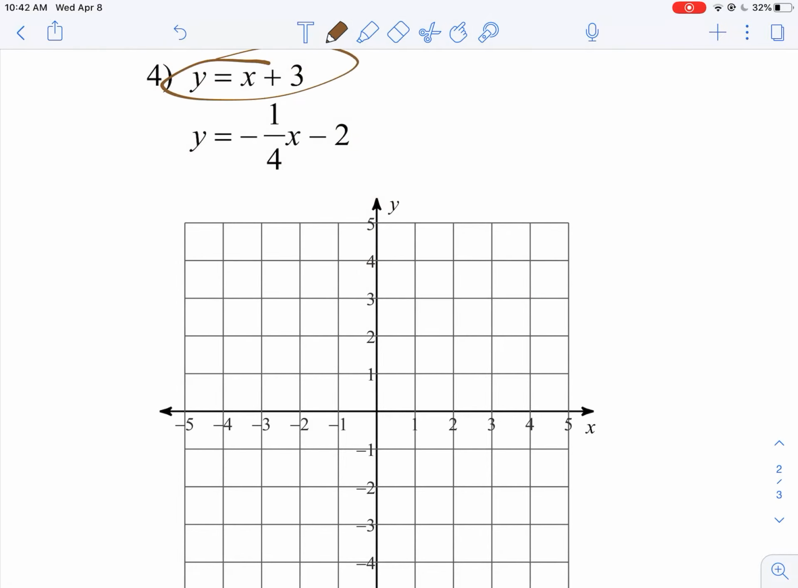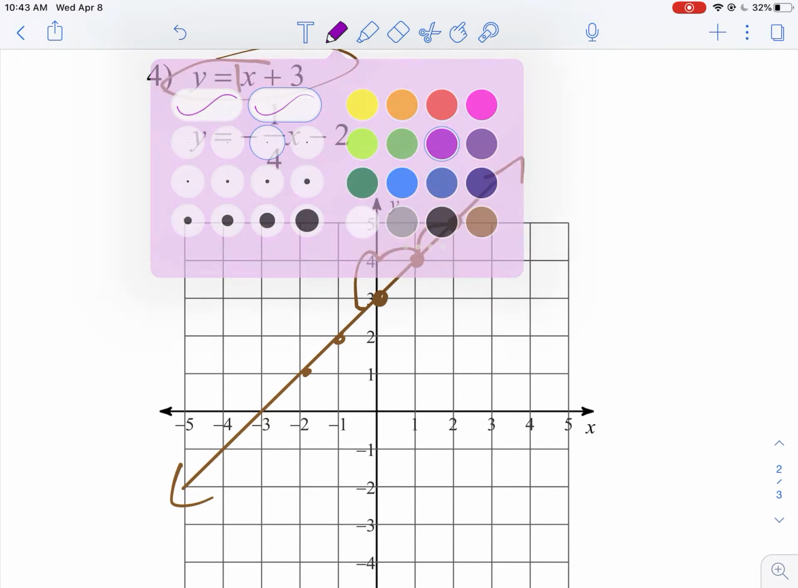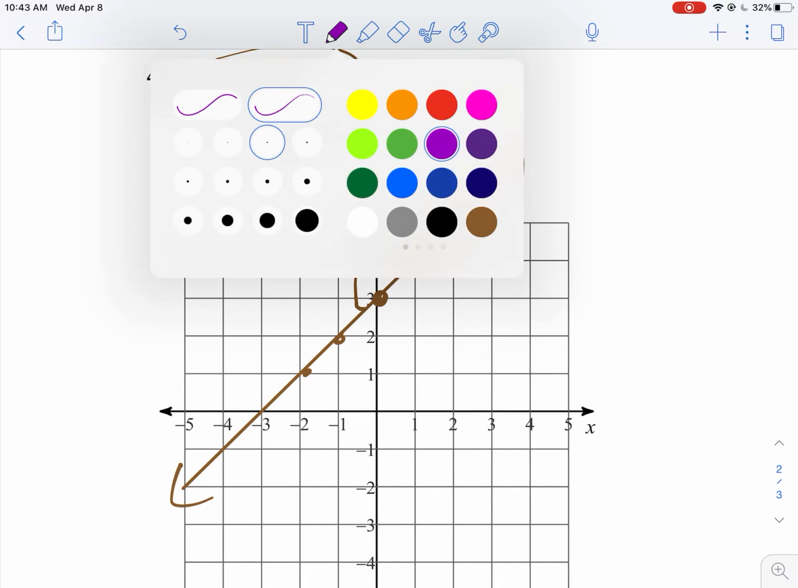Now, the first one, people were getting this. All right, so we have y equals x plus 3. I'm going to go to 3, and I can put 1 here, which means I'm going to have a slope of 1. Go up 1, over 1, up 1, over 1. And I can keep doing that, make some nice lines here. There we go. First one done.